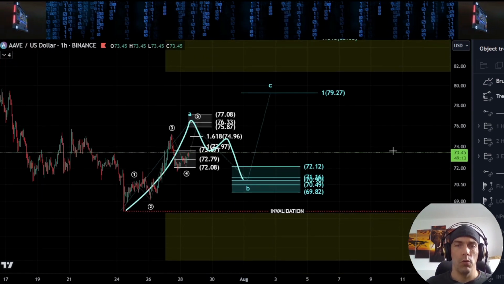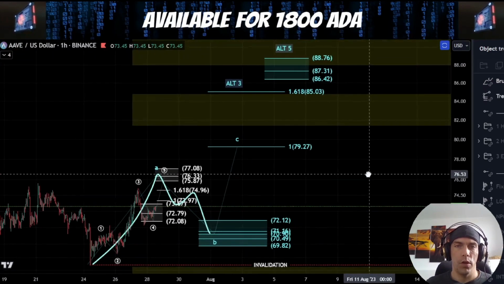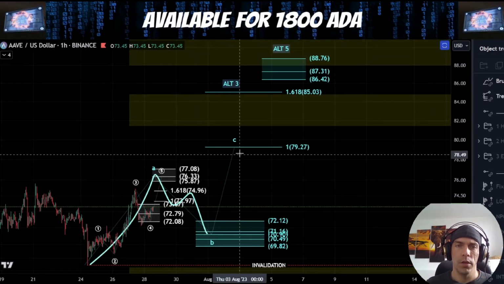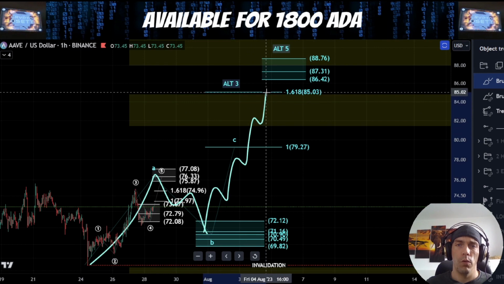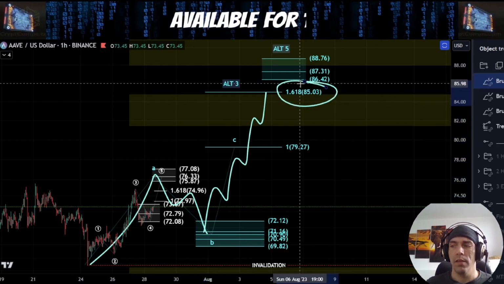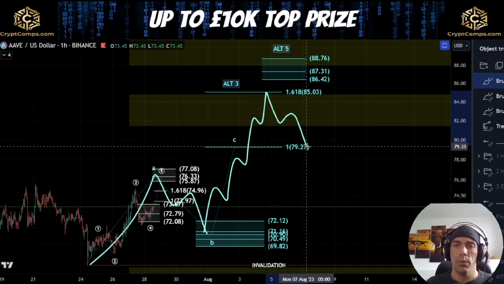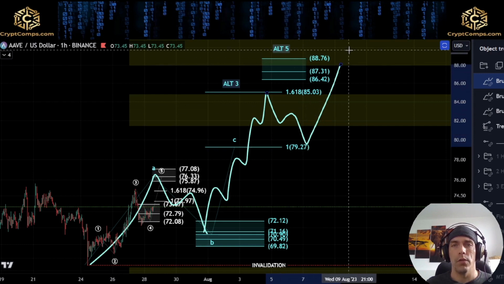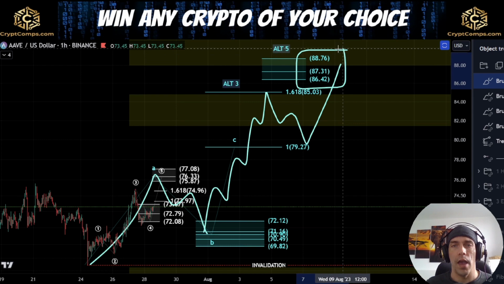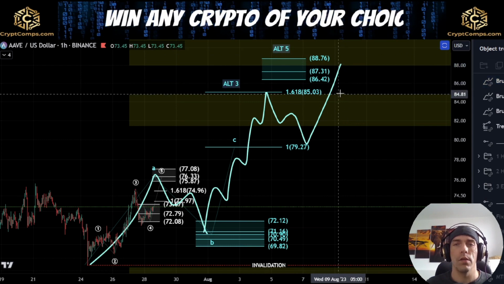However, what we'd have to be cautious of here is that if we do see price push to the upside in a bigger way here, what we could see is a 5-wave move up towards this 1618 at this 8503, then looking for that possibility of a retracement in a 4th, and then we could still get a 5th wave to the upside, target being this 88.76 to this 86.42.